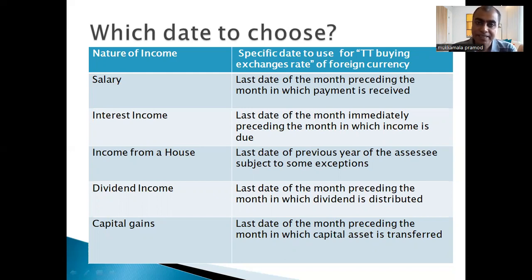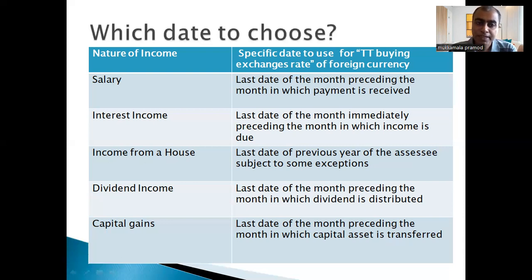In case of interest income, meaning income from securities, for example, a debenture or something like that, it is the last date of the month immediately preceding the month in which the income is due. For example, if the debenture interest is due in the month of June, the date to consider would be the date preceding it, so it should be the May month for the interest income.